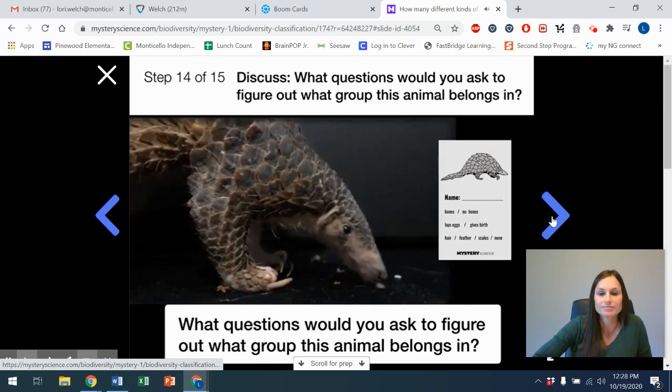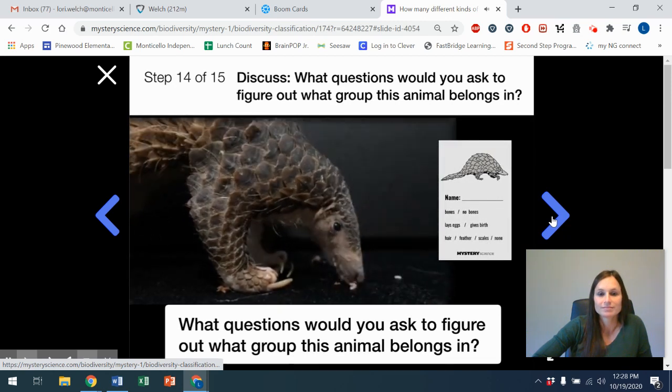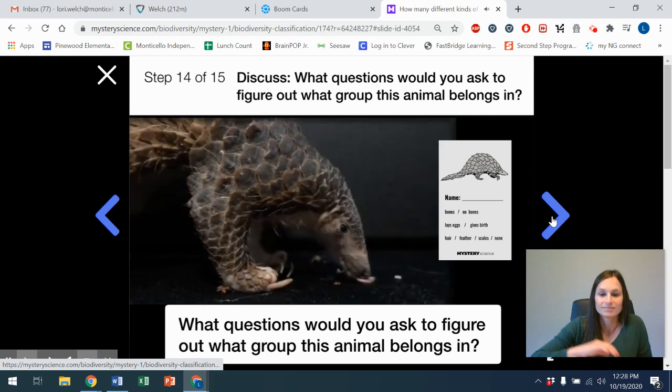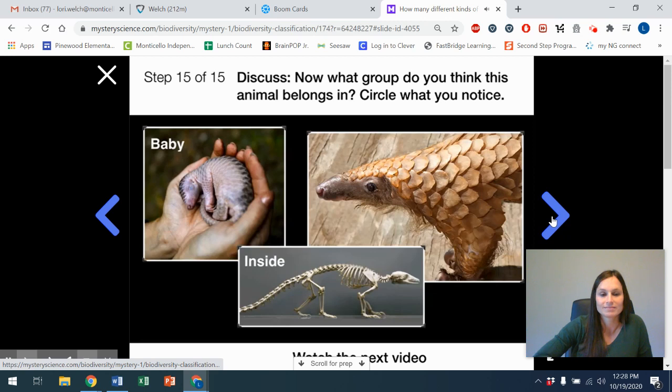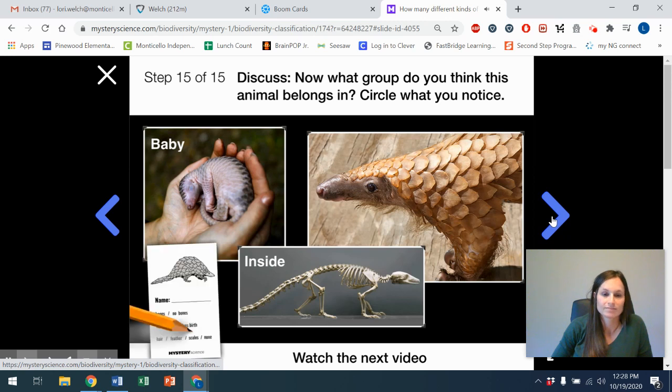Imagine that you're the first person to ever see this animal. How could you figure out which group it belongs in? What questions would you ask to figure it out? All right, here are some clues. Do these pictures help you answer your questions? Now, what group do you think it belongs in? On your card, circle what you notice. Once you're done discussing, watch the next video.